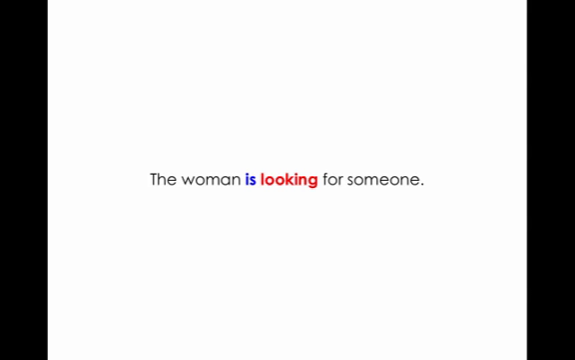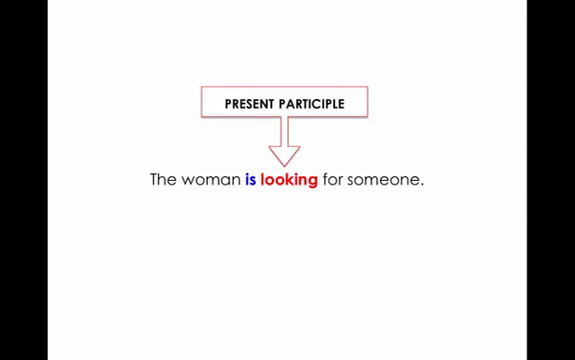So let's look at this. What have we got here? We've got the woman is looking for someone, and there is a verb phrase here. I've got one of the verbs in blue this time and the other in red to highlight a difference. First question is this: what's the main verb here, the information verb here? It is, of course, looking. And the form of the verb we've got here is the past participle. Oh, sorry, the present participle.